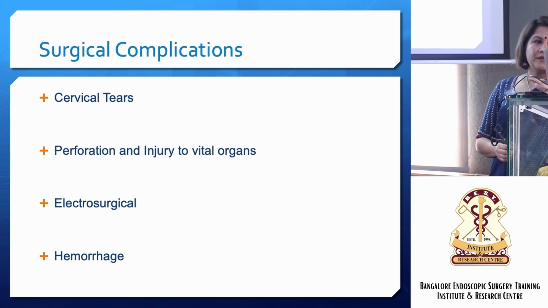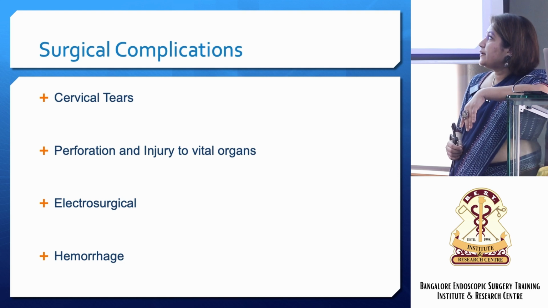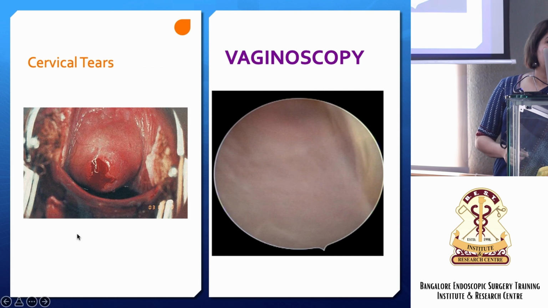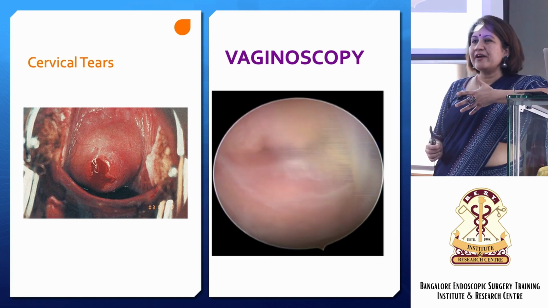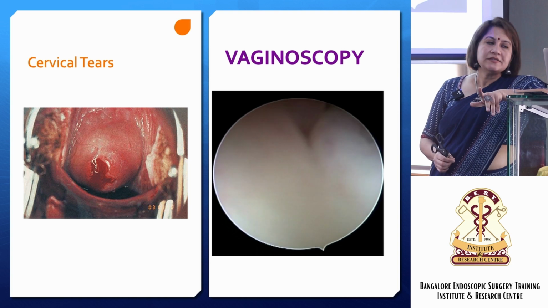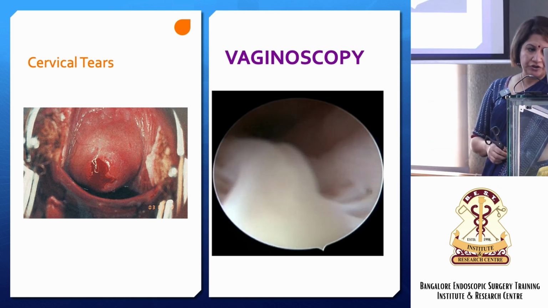Then other complications: cervical tears, which can happen with any D&C procedure. Perforation, I'll talk about perforation and electrosurgical complications. Perforation can be prevented by vaginoscopy. Quite often the perforation happens when you have used a dilator and created a false track. But otherwise, under vision, unless the patient has Asherman syndrome, we should be able to negotiate under vision.